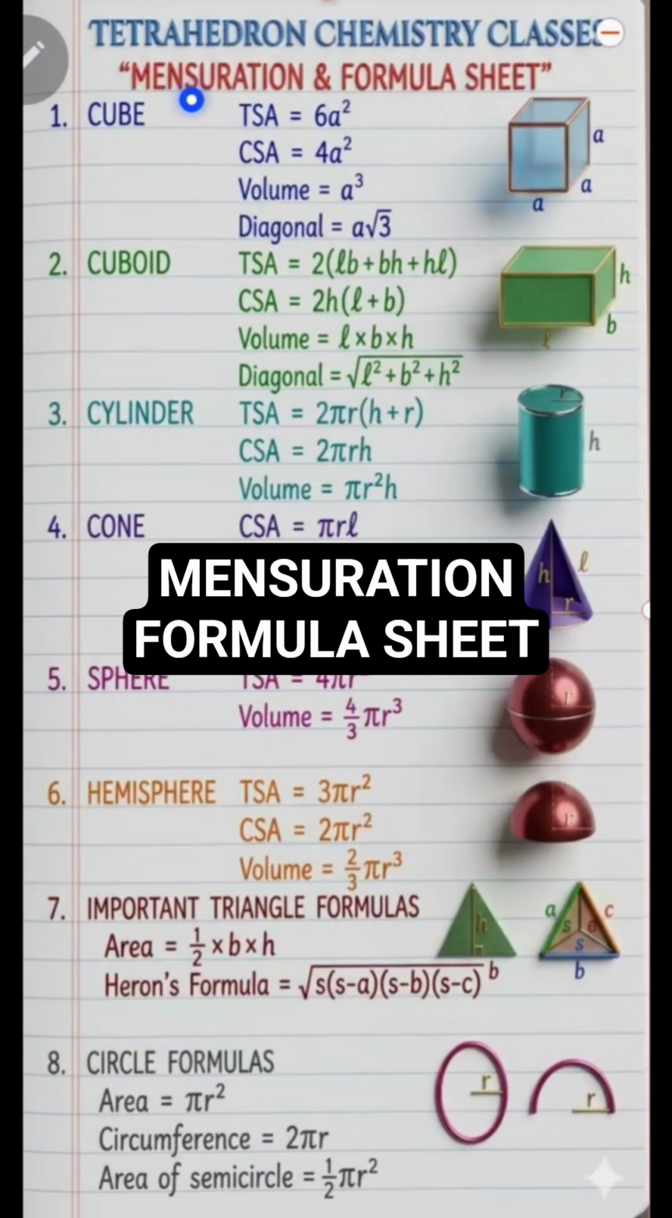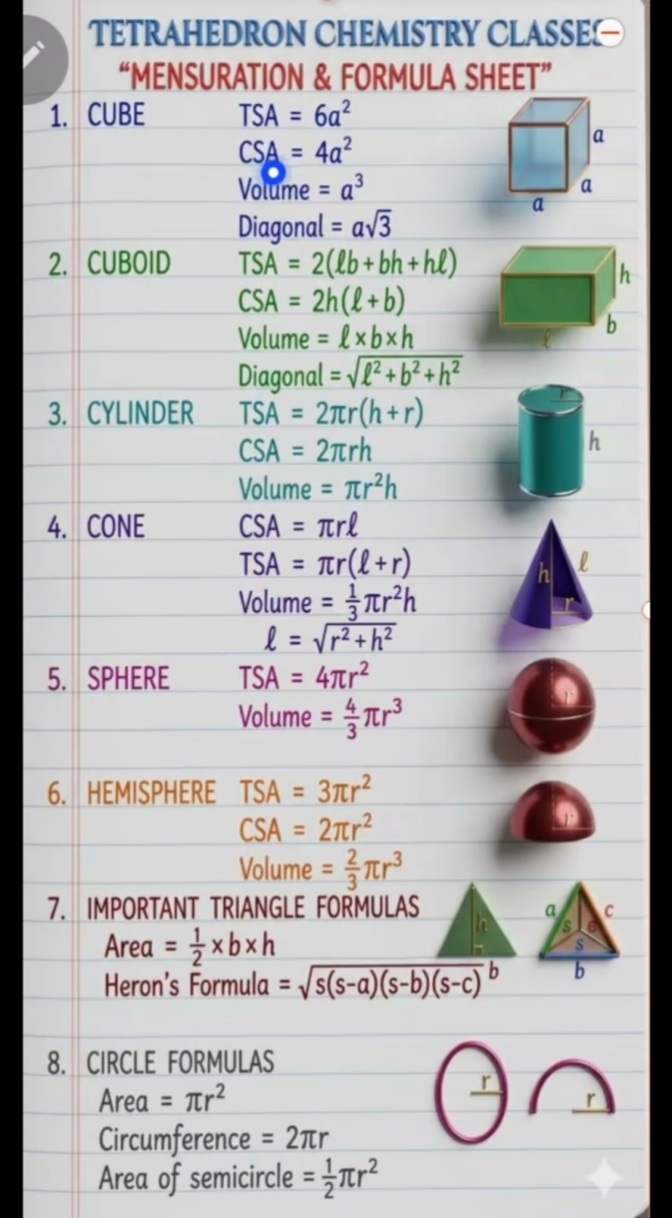Let us discuss some important formulas in mensuration. For the cube, total surface area is 6a², while lateral or curved surface area is equal to 4a², and the volume of the cube is a³, and the diagonal is equal to a√3.